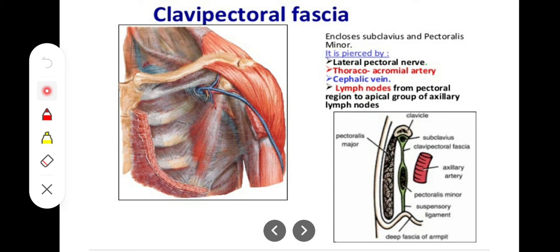We will study it later. And a number of lymphatics, which carry lymph from the breast and the thoracic region, and they will be carrying it towards the thoracic duct, etc. So the cephalic vein, thoracoacromial artery, lateral pectoral nerve, and the lymphatics of the thoracic region are going to be piercing what? The clavipectoral fascia. But we never talked about what structures were piercing the deep pectoral fascia. But yes, we need to know what structures are piercing the clavipectoral fascia.